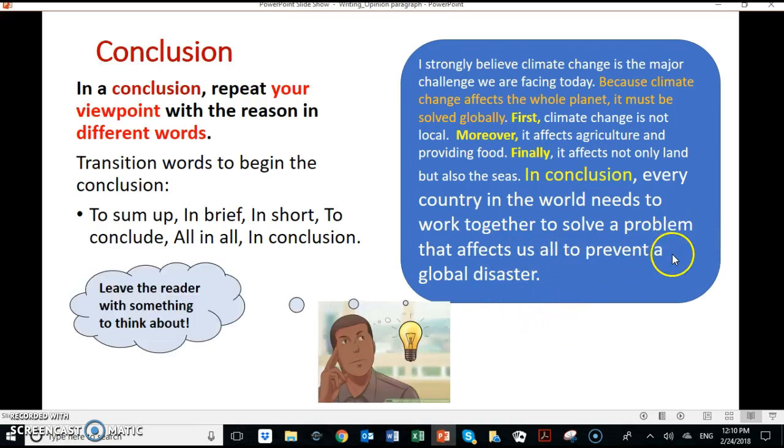And that's my conclusion, that if we don't work together, this is going to happen. Because I want to leave the reader with something to think about. A global disaster? I don't think so. Not something I want.